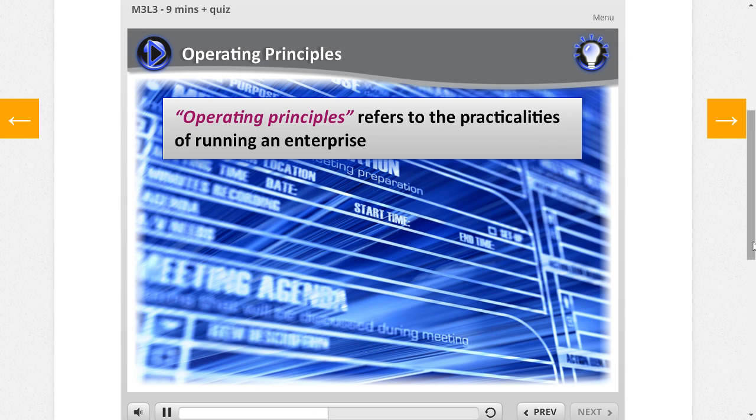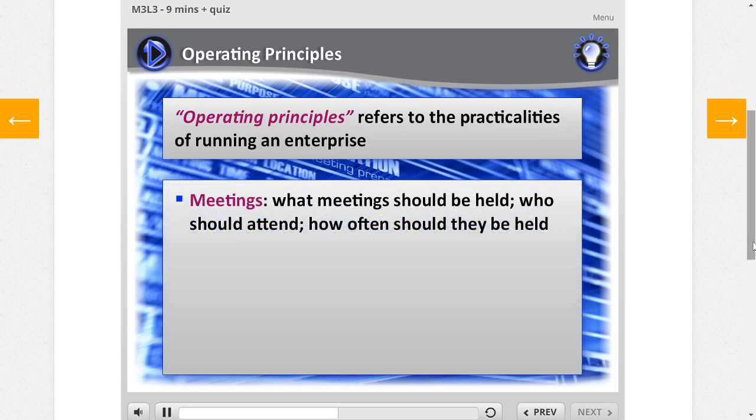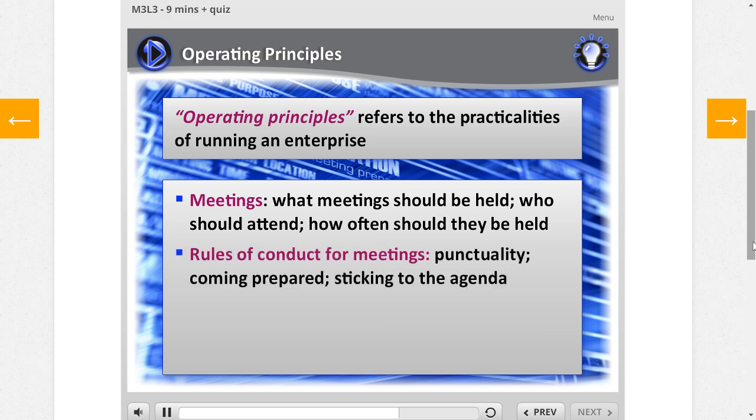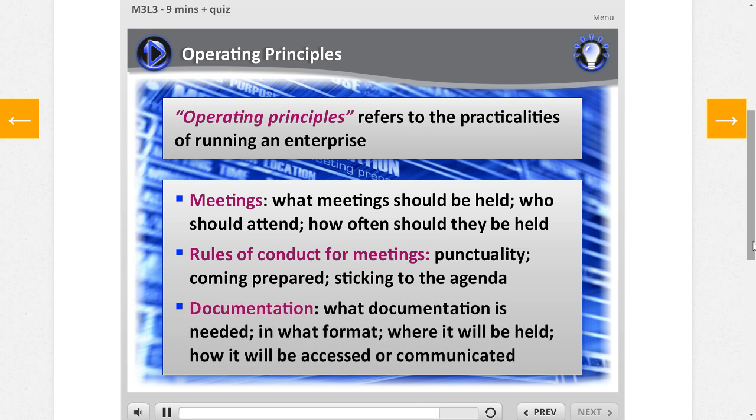For example, meetings. What meetings should be held? Who should attend? How often should they be held? The starting point here should be to ask what meetings are required to serve the needs of the enterprise. Rules of conduct for meetings. For example, punctuality, coming prepared, sticking to the agenda. Documentation. What documentation is needed? In what format? Where it will be held? How it will be accessed or communicated?